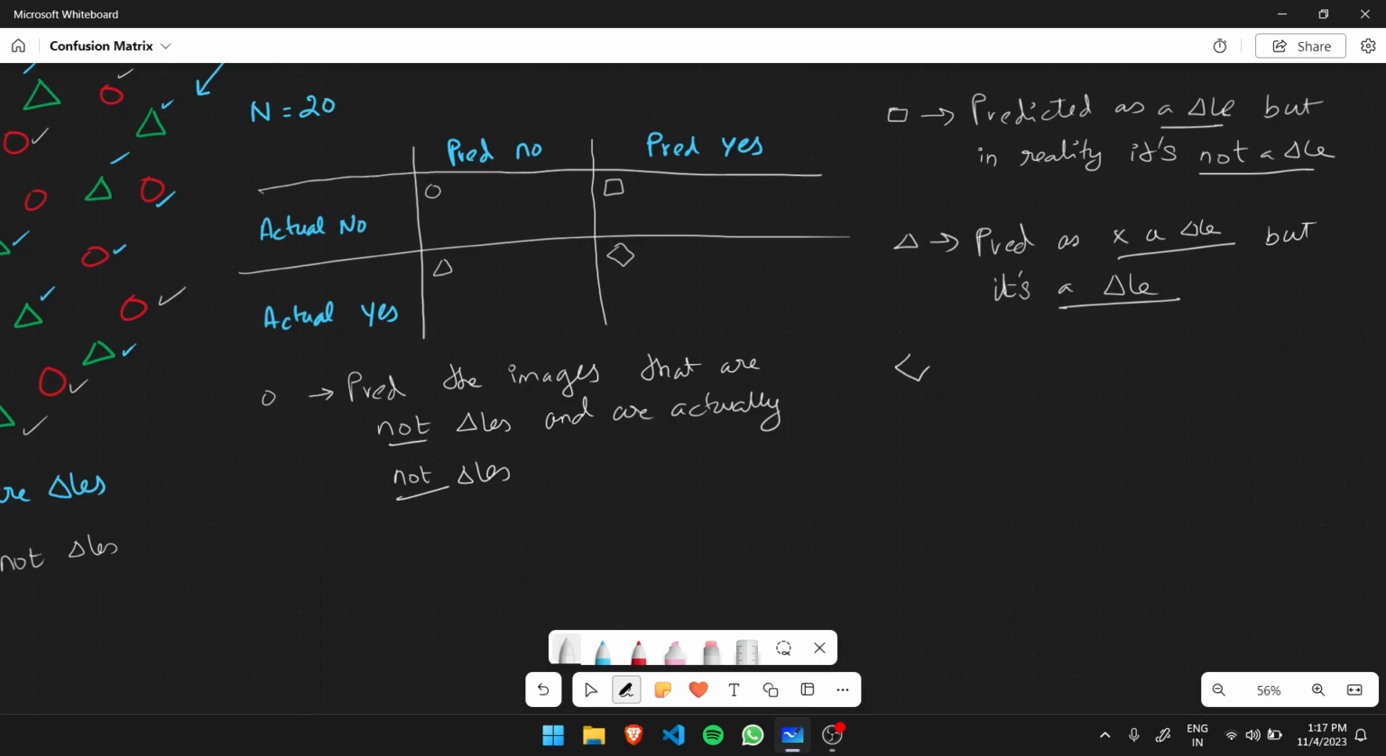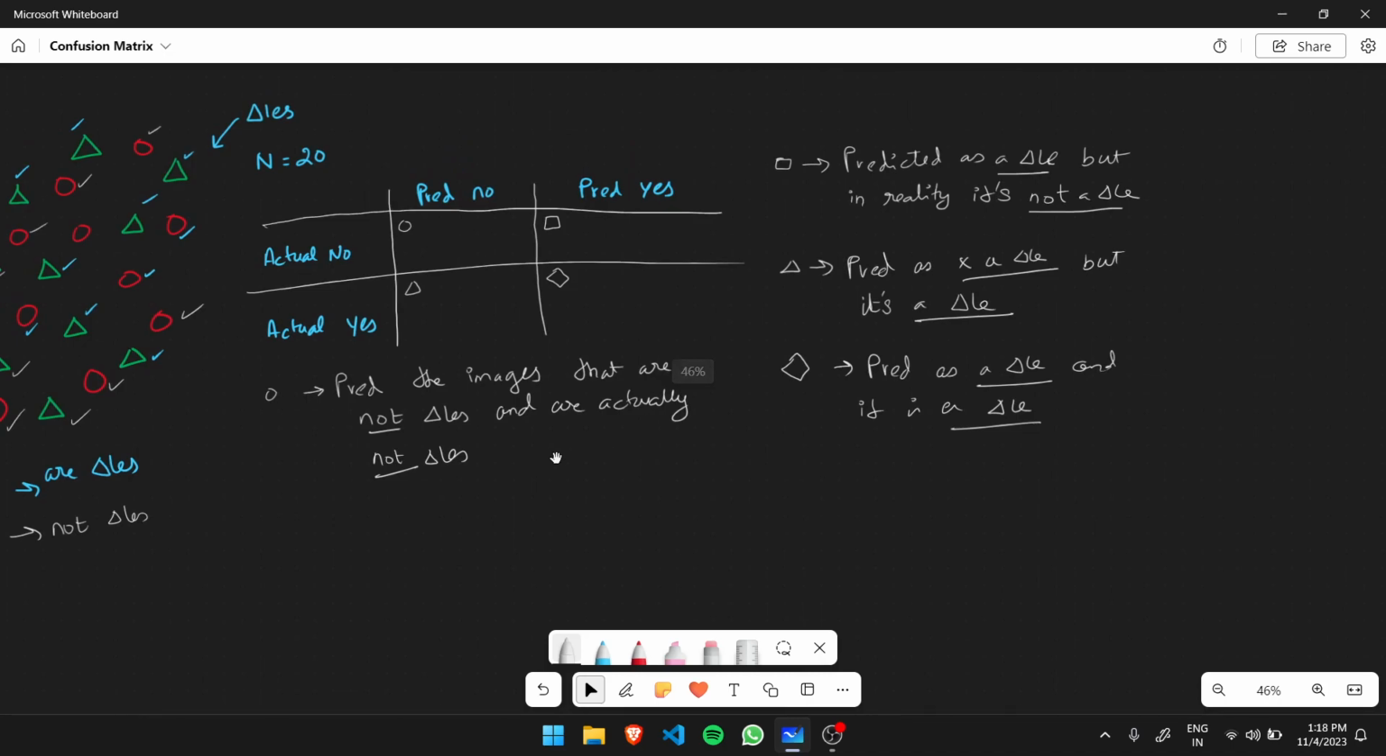All right, now for the last, just a second. Now for the last box to be filled. For this, it is the model predicted it was a triangle, and in actuality, it is a triangle. So it predicted that it's a triangle, and in reality, it is a triangle. So this is good, right? Very good.